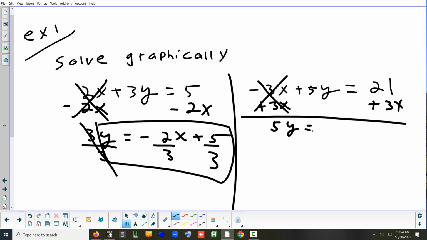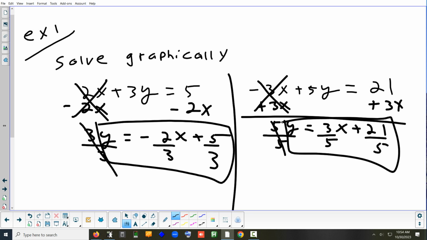And same thing, can you tell me like Brady did? If we're going to write it in like y equals mx plus b, what would the right-hand side be? 3x plus 21. Yep. 3x plus 21. And TJ, my last step to get y by itself? Divide everything by 5. Divide everything by 5.